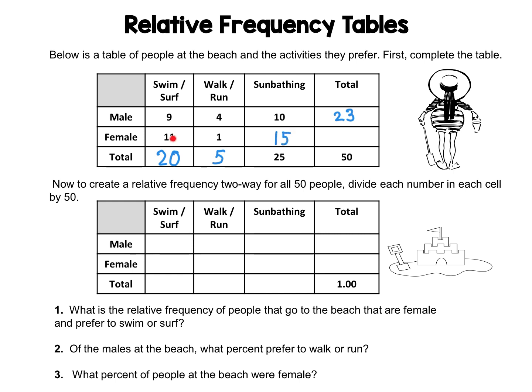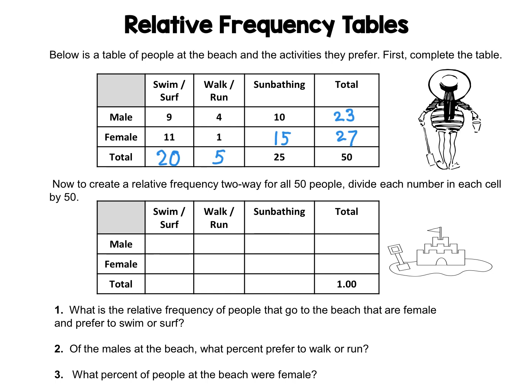Then that means we have 11 females swimming or surfing, 1 walking or running, and 15 sunbathing. We can add those together, 11 plus 1 plus 15 to get 27. And we know we did this right because 23 plus 27 is 50.